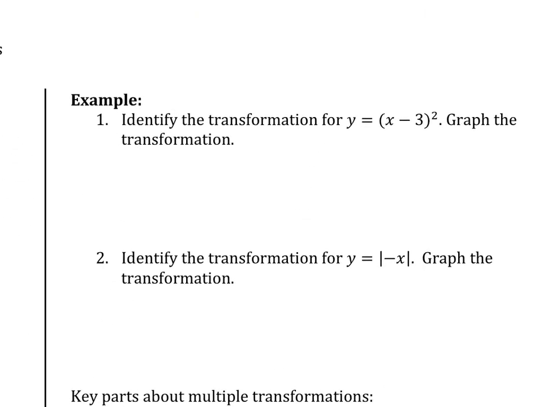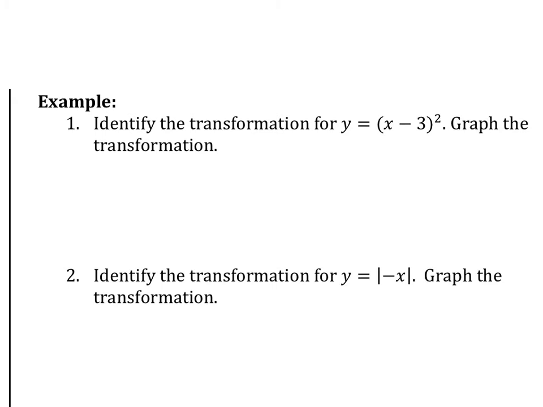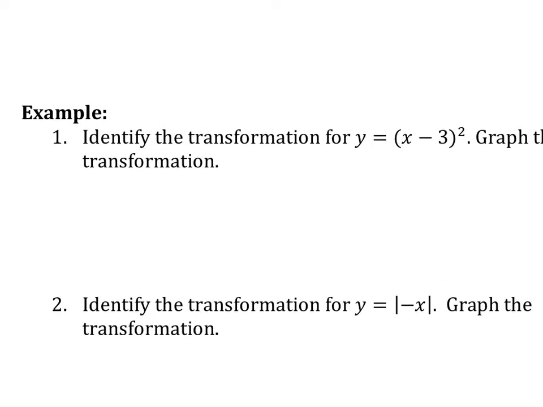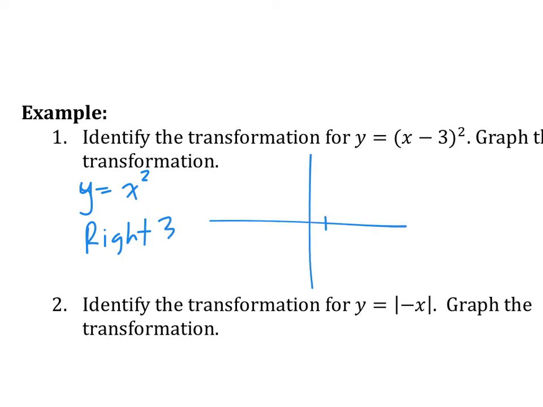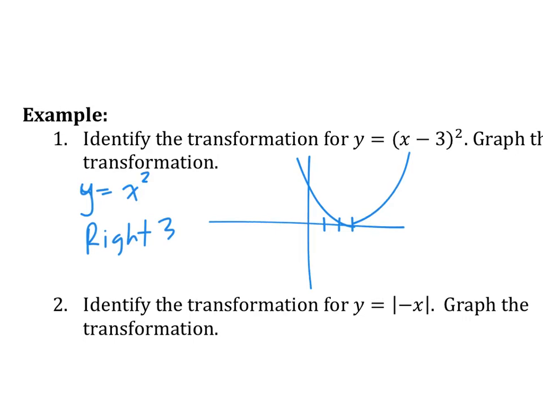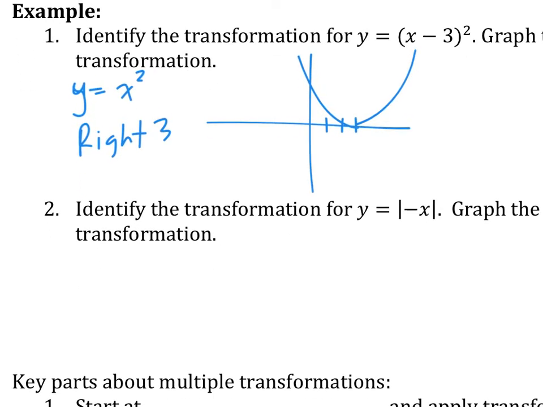Let's start with very easy ones. Y equals x minus 3 squared. Identify the transformation and then graph the transformation. Well, before you identify, you have to figure out which part is the parent function. What is the parent function on this one? X squared, yes, y equals x squared. So then this minus 3 does what? Right 3, yeah, right 3. Okay, so that is a parabola where we moved right 3. So easy stuff. Next one, absolute value negative x. What is the parent function?